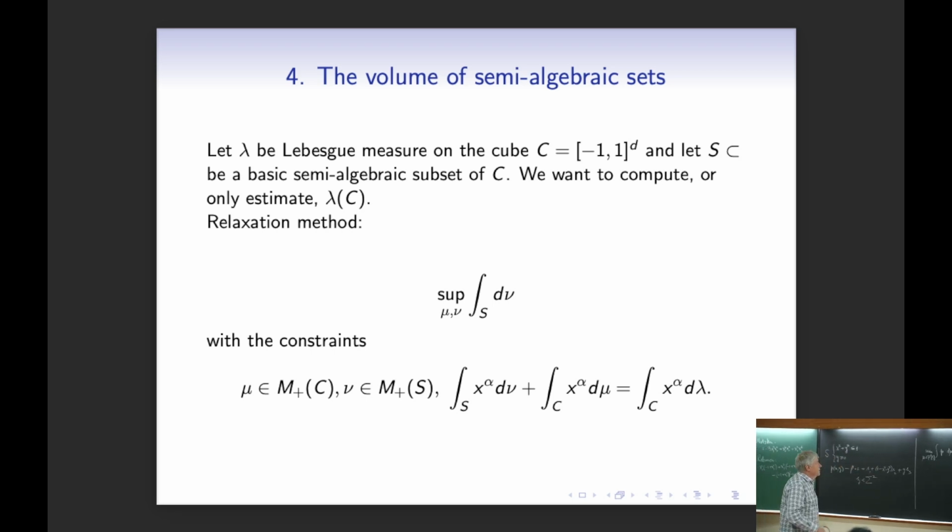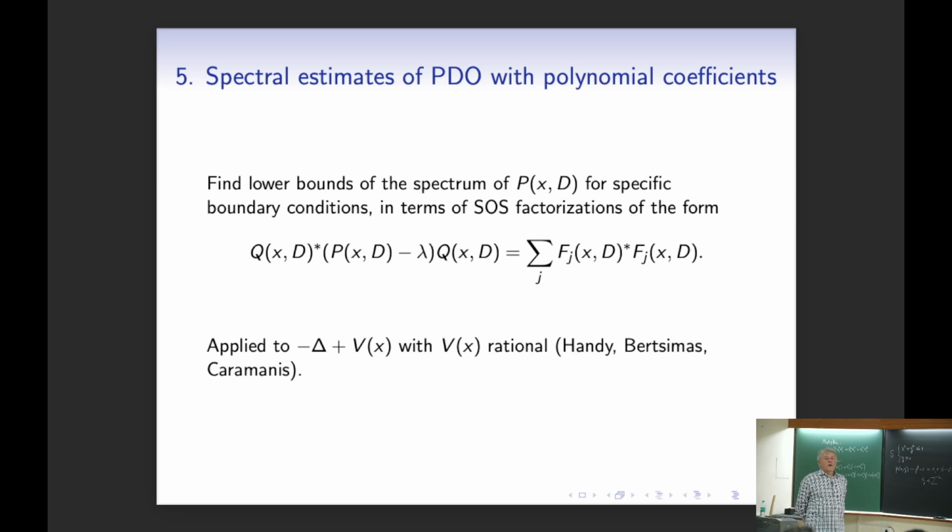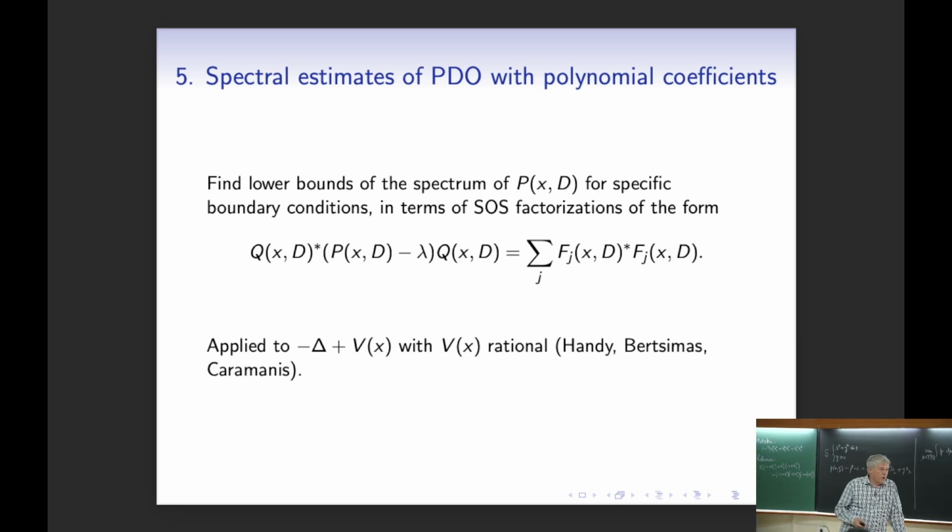I'll give you references. Much more interesting, maybe for some of you: you want to compute the spectrum of, let's say, a Sturm-Liouville problem or some PDE operator, and you want to see whether it has negative eigenvalues. Well, that's in general hard, as you know, and you need different tools. There is a group of people: Handy works in PDEs, Bertsimas in mathematical economics with Karamanis. And the idea is the following: if you can split, with denominators, the operator minus the spectral parameter into a sum of squares, then you have a certificate of positivity.